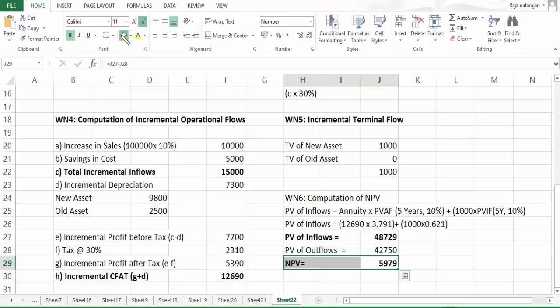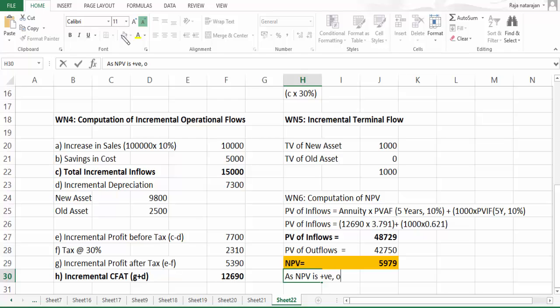This is my incremental NPV. That is, by changing the existing project and by going for this new project, I'm going to get an incremental NPV of 5,978. As the NPV is positive, you can say as NPV is positive, the old asset should be replaced.